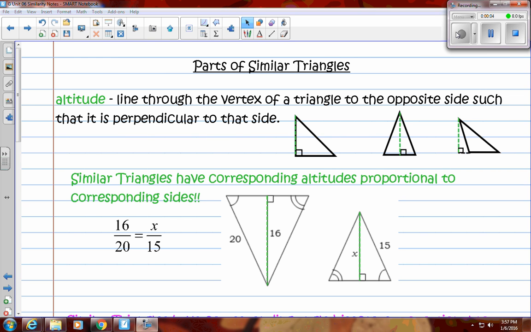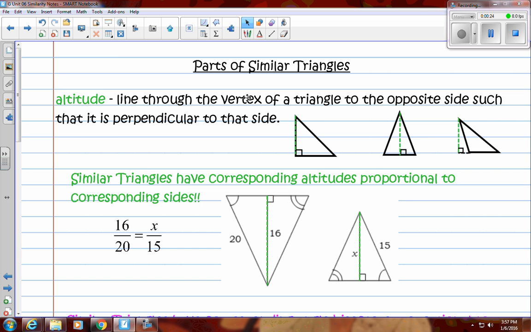Last night we talked about similar triangles, how to prove them similar. Tonight we're going to talk about when we split our similar triangles into different parts. So the way that we do that is with special kinds of segments in triangles. The first one is the altitude.